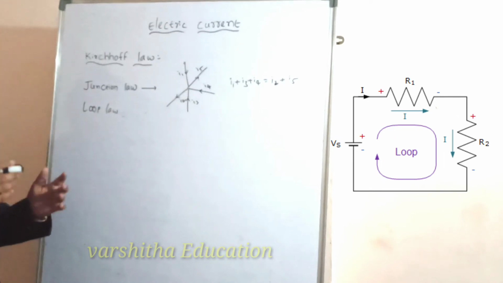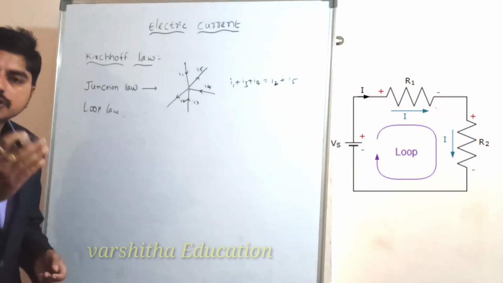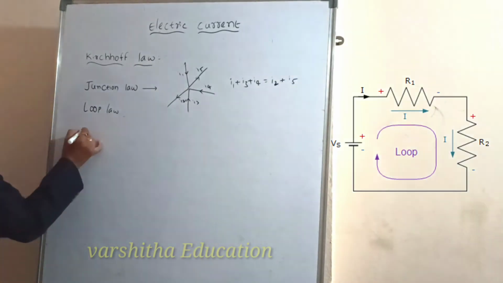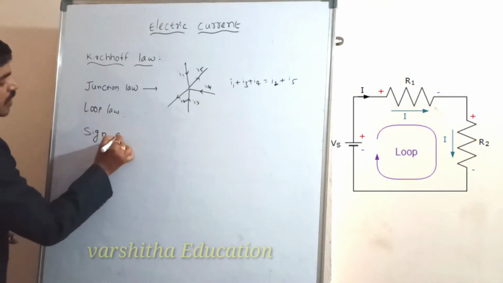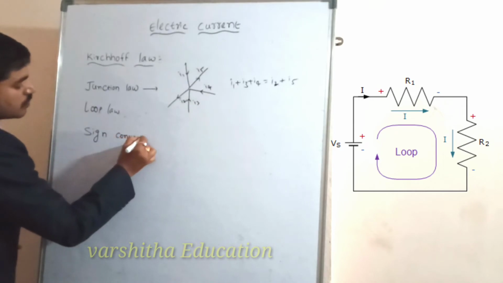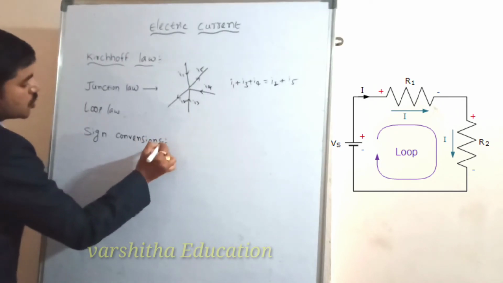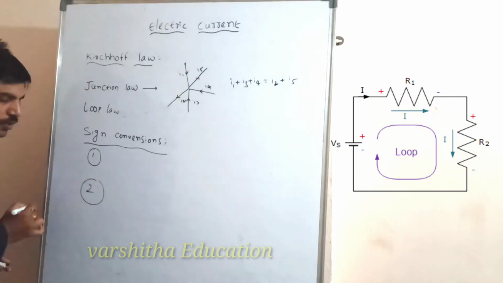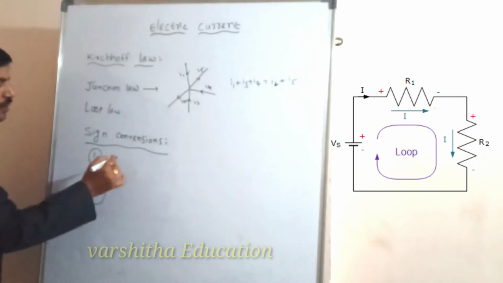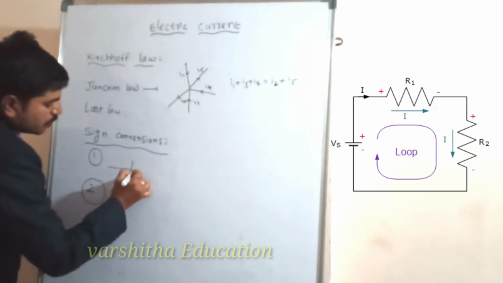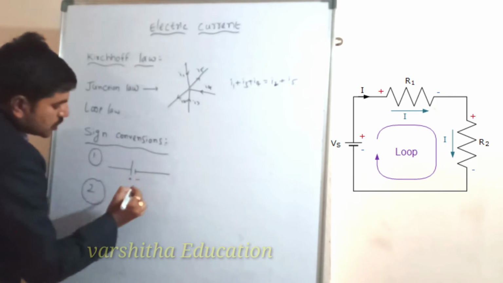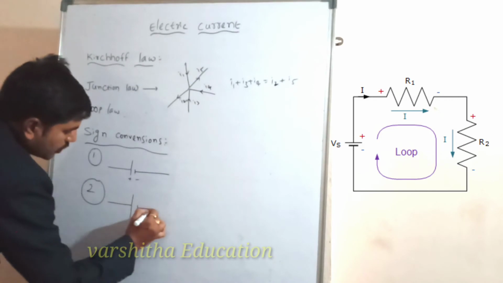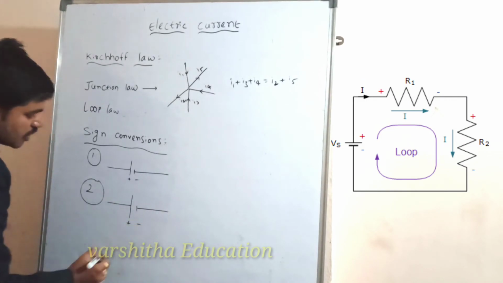For that we also have sign conventions, to identify the potential values across the circuit. So, the sign conventions. Here, the first one and the second one I am going to draw, very simple and very easy. For example, if a battery is there, the big line is positive and the small line is negative. Again one more drawing is there, the same diagram but with a small difference. I will show it.